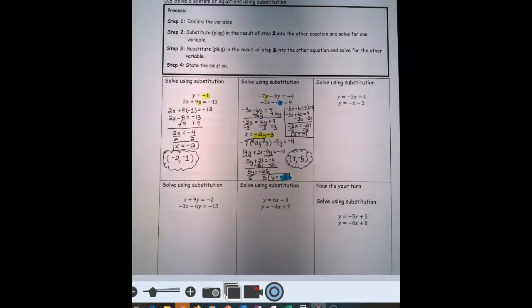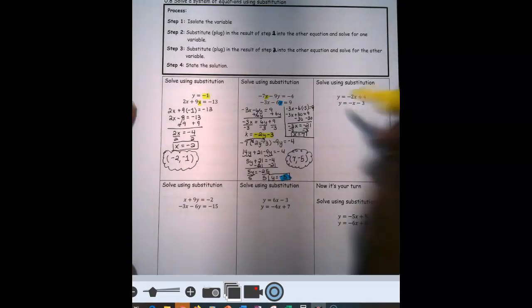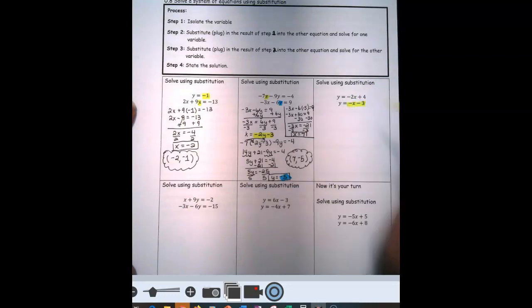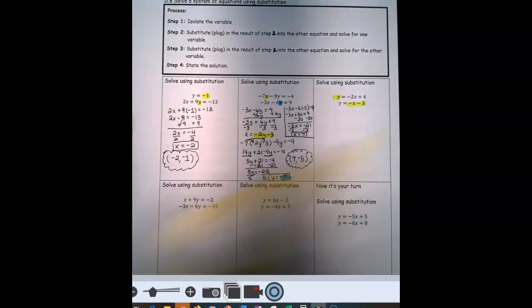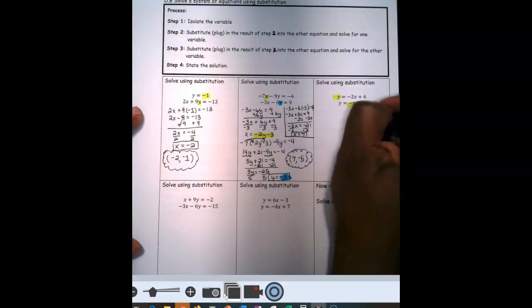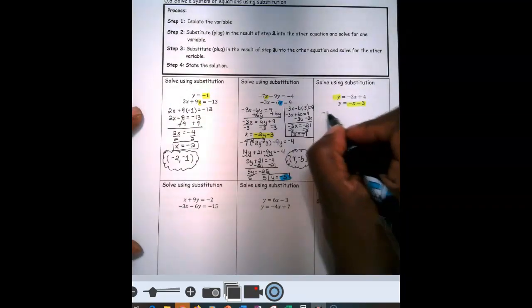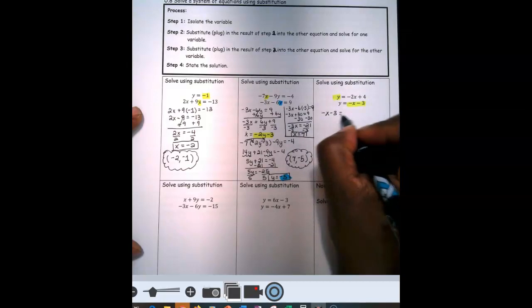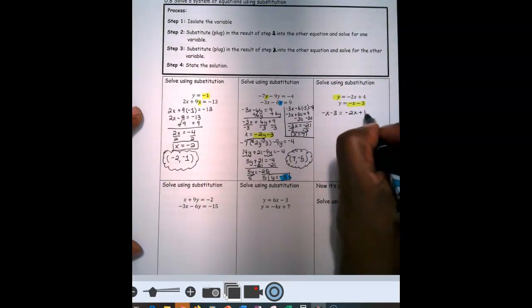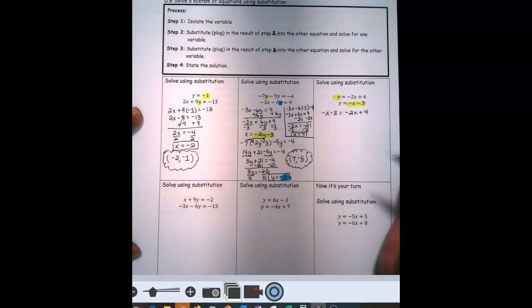So here we've got y is equal to negative 2x plus 4. Y is equal to negative x minus 3. Well, if y is equal to this and y is equal to that, that means I can take this y equals and I can substitute. In other words, I can put negative x minus 3 in place of this y and set them equal to each other.